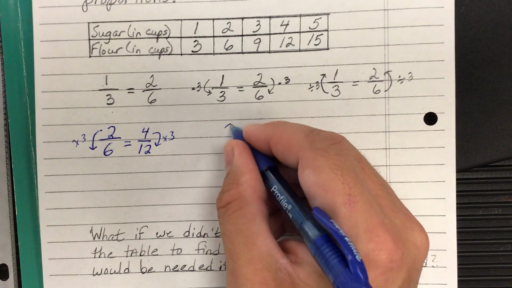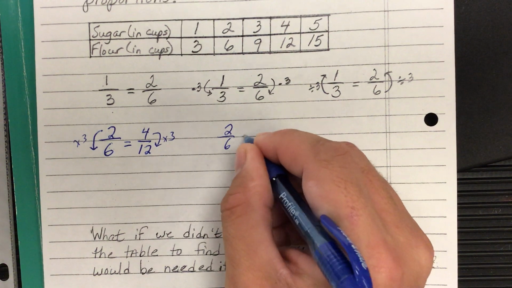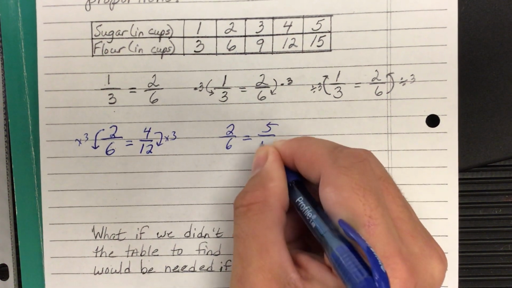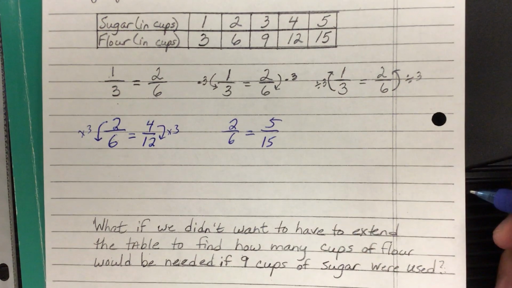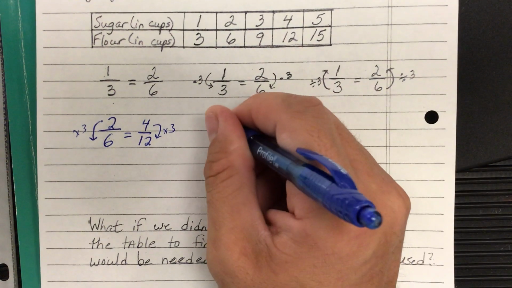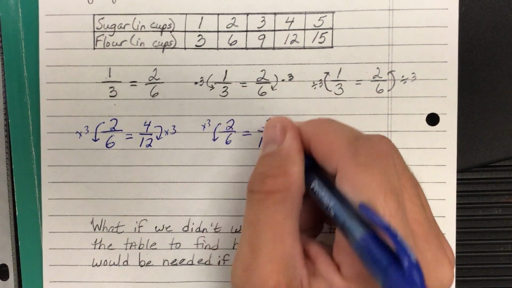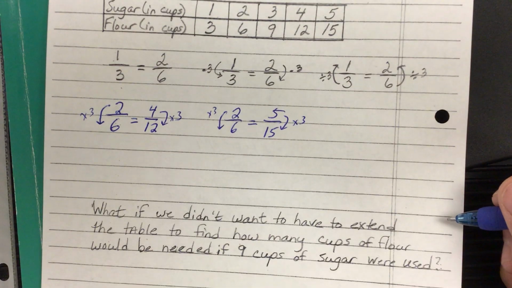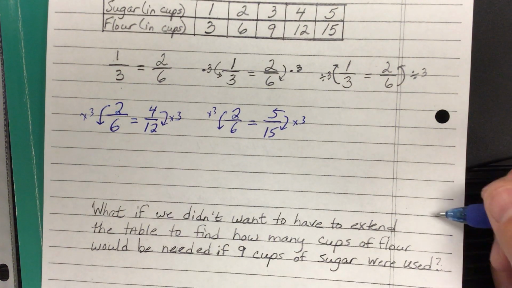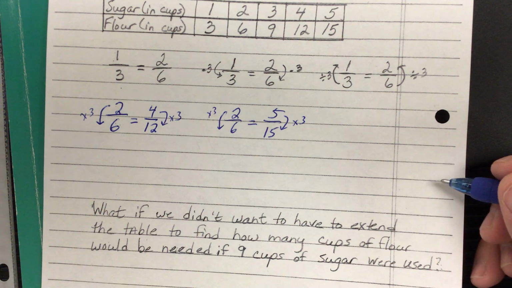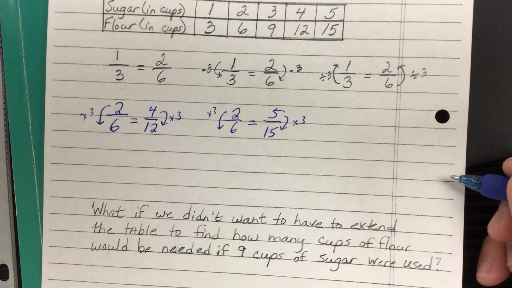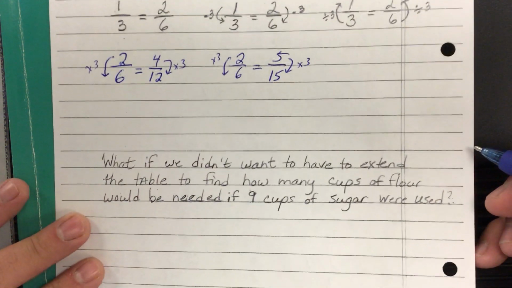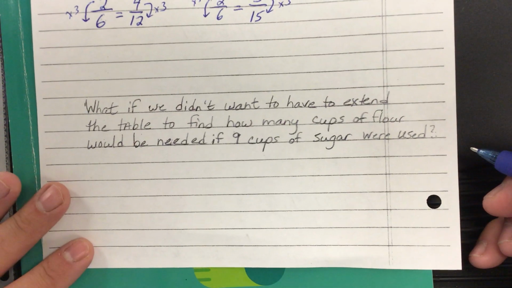We can look at 2 and 6 compared to 5 over 15. How do I get from 2 to 6? How do I get from 5 to 15? 3. That's how you can tell they're the same. Okay, and you can write that for numerous ones up there.